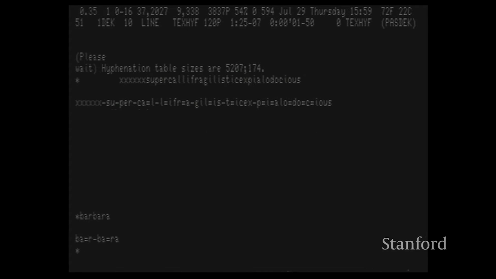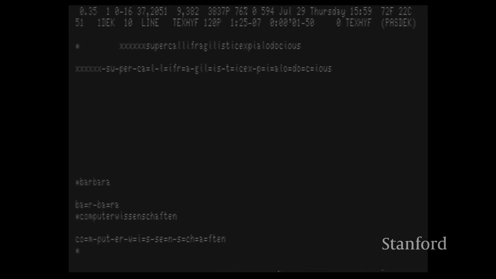Okay, let's try a German word. Wissenschaften. Okay. Let's say Computerwissenschaften, so you get to see the Computerwissenschaften. It worked.